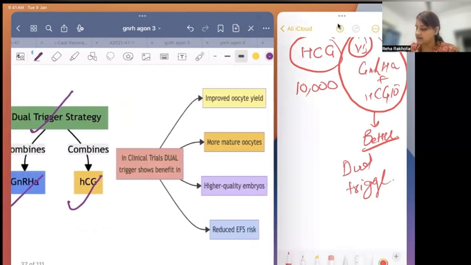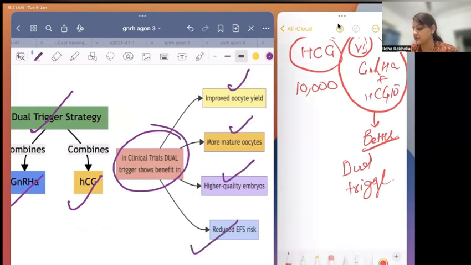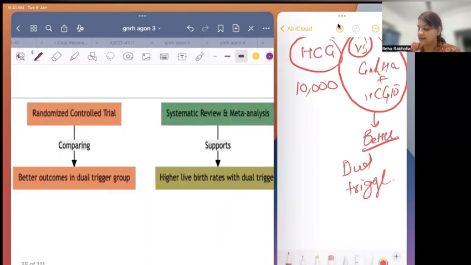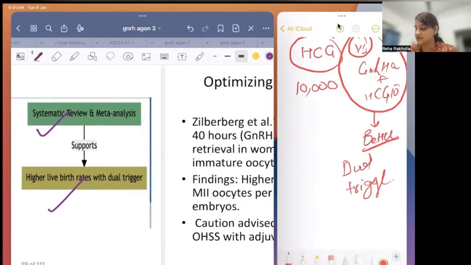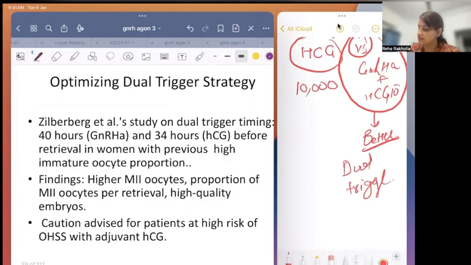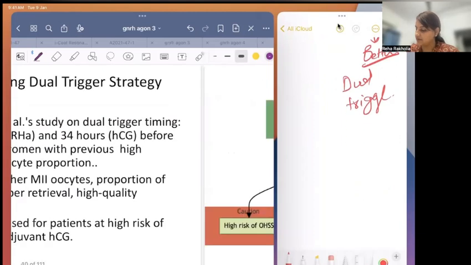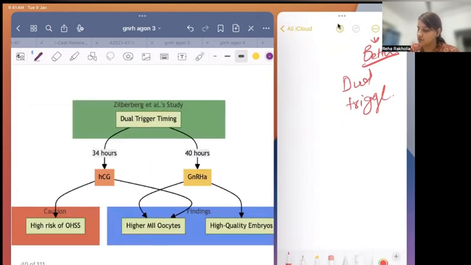In clinical trials, dual trigger shows benefit in improved oocyte yield, more mature oocytes, high quality embryos, and reduced EFS. Randomized controlled trials show better outcomes in the dual trigger group. Systematic review and meta-analysis show a higher live birth rate with dual trigger. Then optimizing dual trigger strategy. Here I'll show you with this flowchart, the Zilber et al. study.